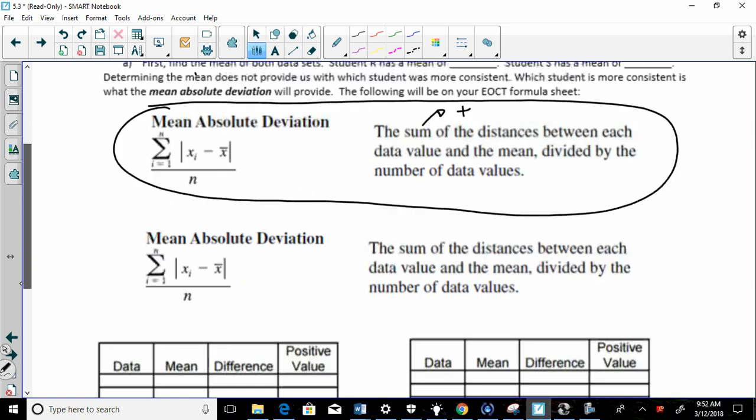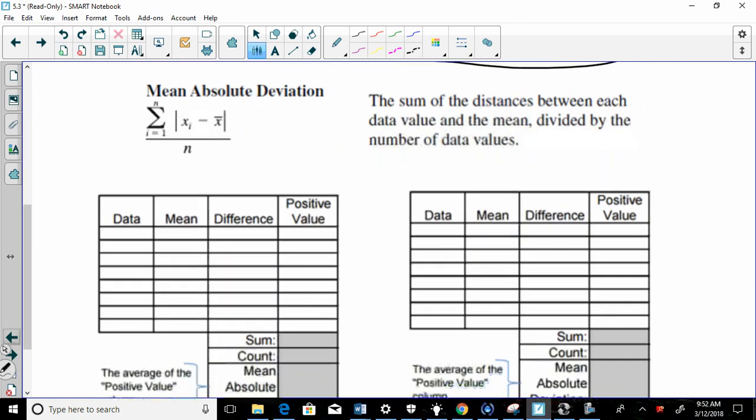So when I'm looking at this, here's student R. And so I'm going to write all student R's data down. So her data was 3, 6, 8, 8, 9, 10, and 12. And the other one was 1, 1, 3, 7, 14, 15, 15.